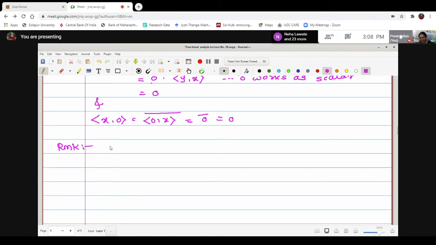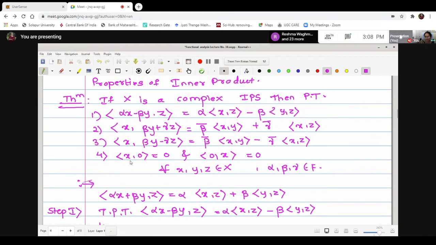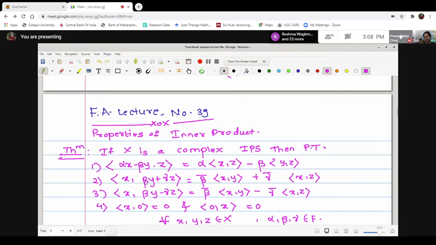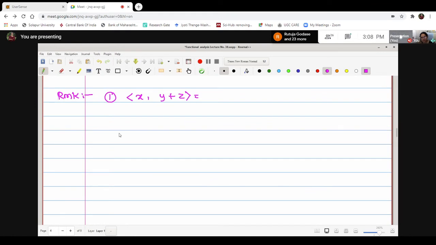Okay, the first remark tells us about inner product of x with y plus z. What is the value? This can be found with the help of the first property we have proved. Oh no, the second property. Inner product x with beta y plus gamma z is beta bar inner product x with y plus gamma bar inner product x with z. But here if we observe, the scalars used are real numbers. That is, I can write this as 1 dot y plus 1 dot z.